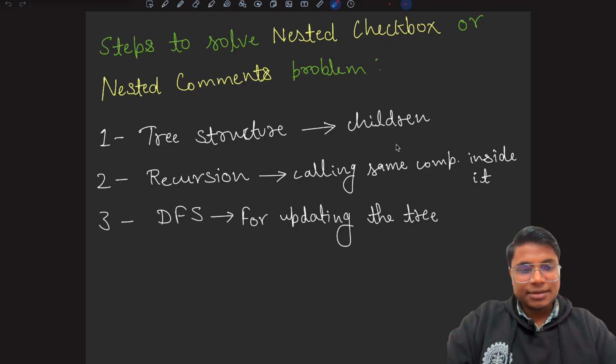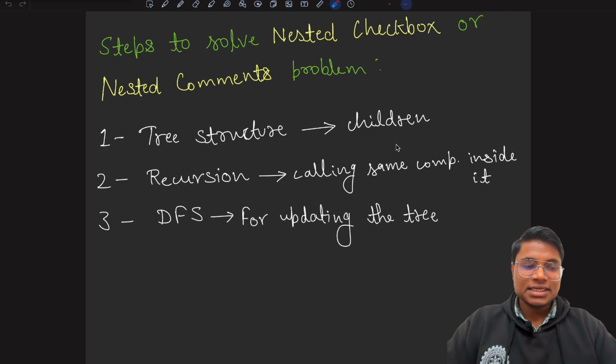The second step is to use recursion. Let's say we are making a UI component for the checkbox, then we need to call the same component inside itself to render its children as well. Similarly for the comment as well.